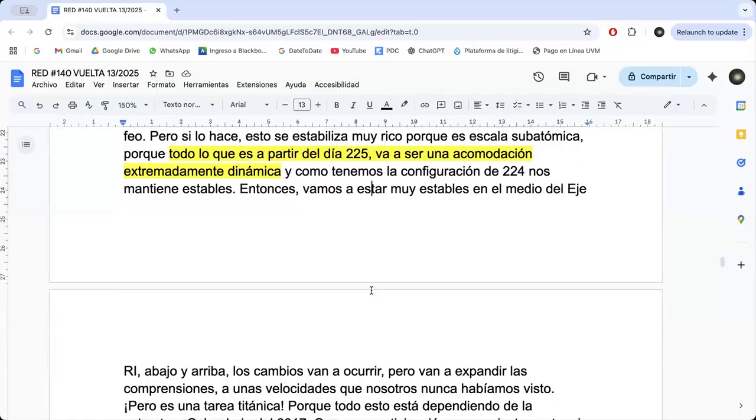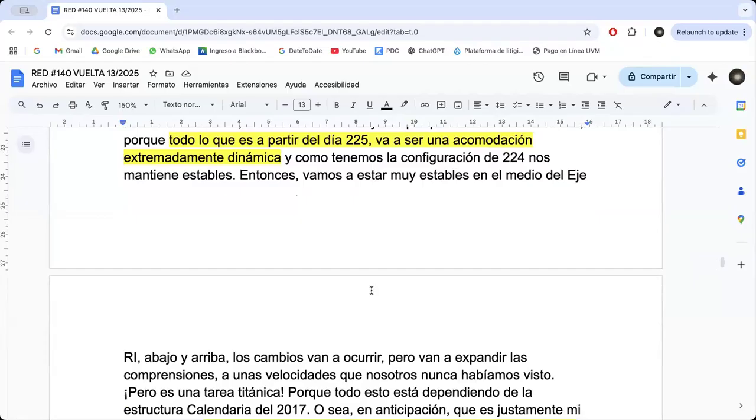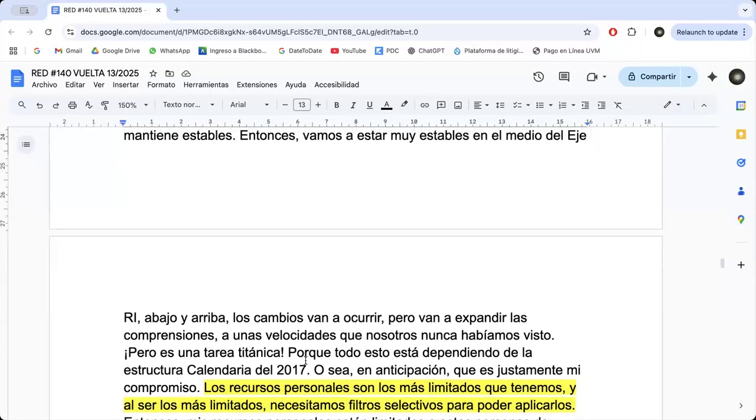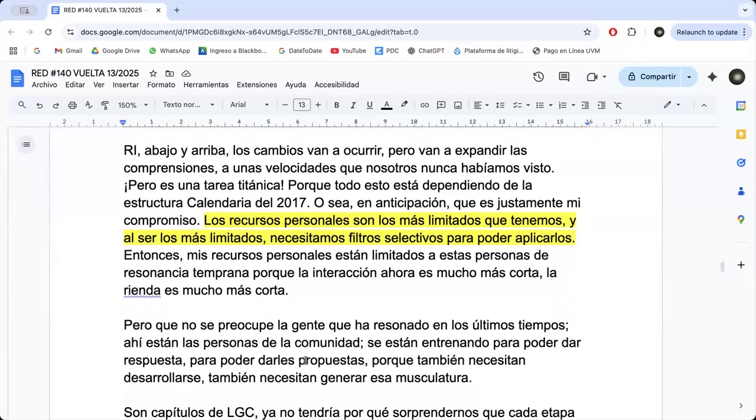talking about subatomic field. So everything that happens from day 2025 and on will be an accommodation that's going to be extremely dynamic. And because we have this configuration of 224 prior, right? That's what's going to keep us stable. So we're going to be very stable in the middle of the axis, on the top and on the bottom. So the changes are going to happen, but the comprehensions that are going to be expanding, they're going to be doing so at such speeds that we've never seen before.